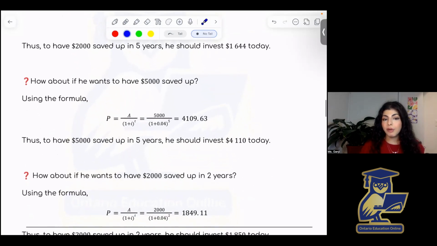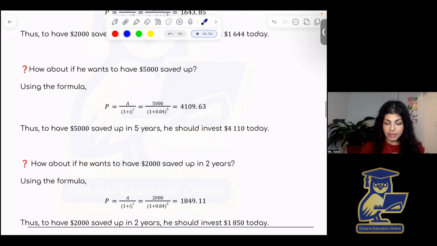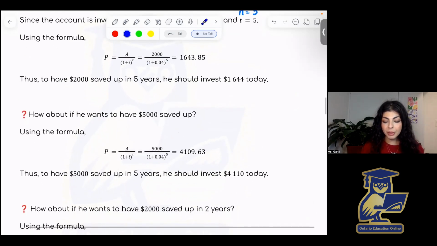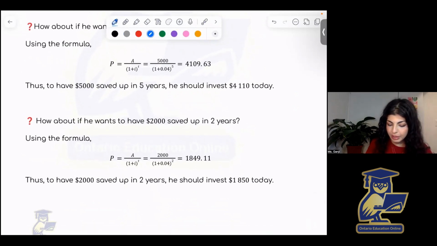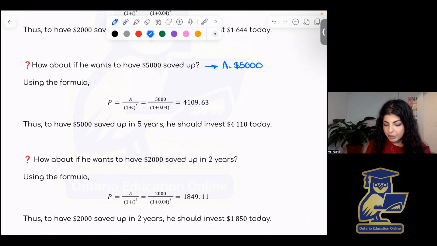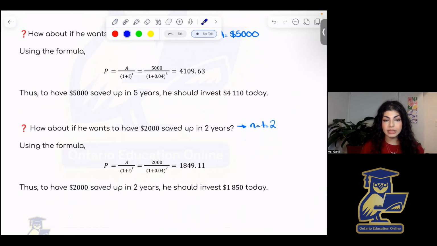And another follow-up could be, how about if he wanted to save that $2,000 in 2 years instead of the 5 years? So now we're using the same formula, but A is going to be 2,000 again, and now T or N is going to be equal to 2. So here the change is that N or T is equal to 2, because it's 2 years. So now using the formula, and again, the rate and everything else is the same.